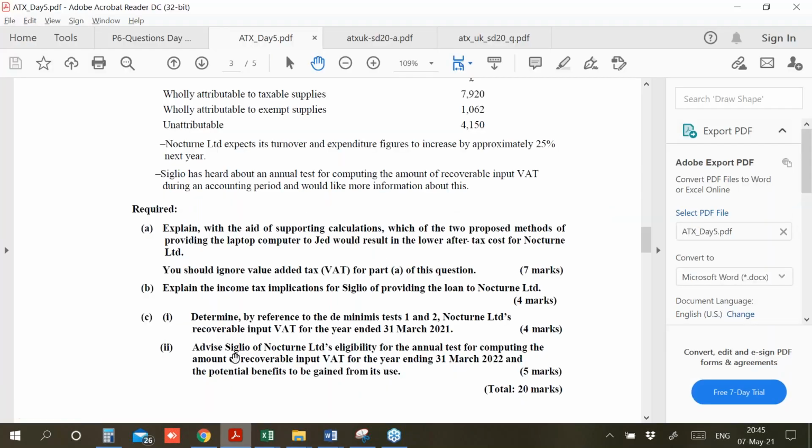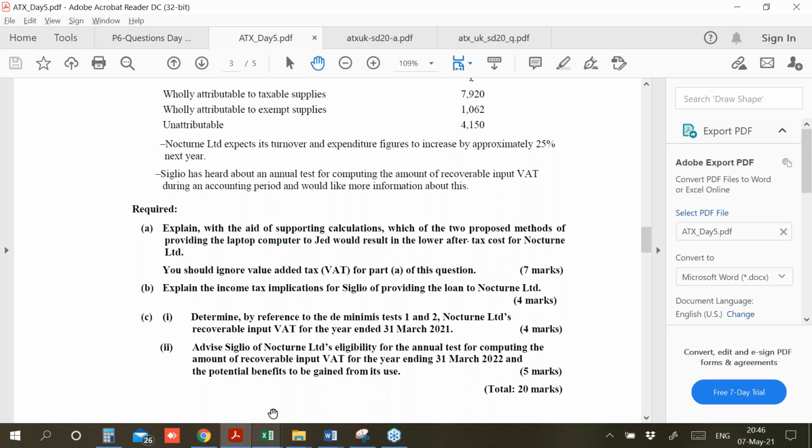Now, what about the annual test? The tests that I have told you, you have to conduct before every quarter, or every month if you are in a monthly arrangement with HMRC. The annual test is such that if you qualify, you do not have to conduct the test every quarter, and rather you just have to conduct the test once a year. And if you pass the test, till next year you can claim your complete input VAT. So that is the advantage of the annual test.